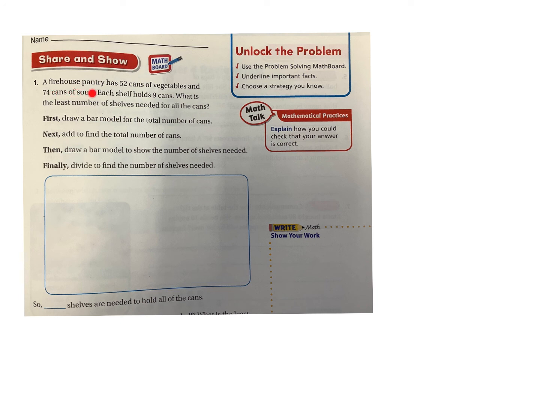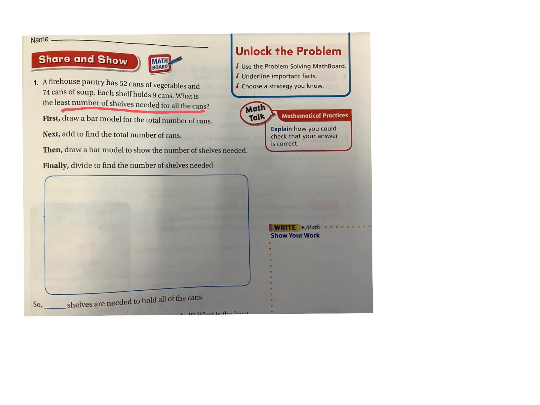A firehouse pantry has 52 cans of vegetables and 74 cans of soup. Each shelf holds 9 cans. What is the least number of shelves needed for all of the cans? I want to know how many shelves are needed so that all of the cans can fit on there.